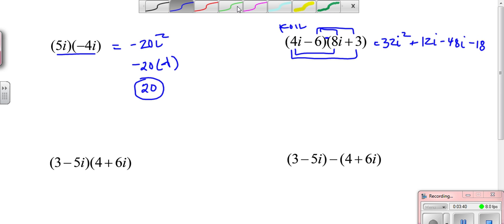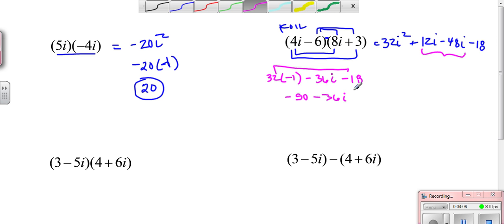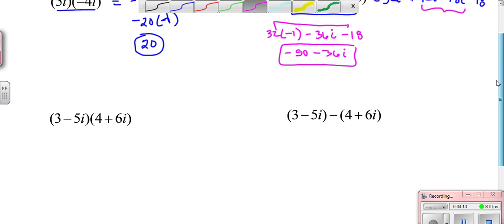So we have to go ahead and do our cleanup and our combining like terms. So I'm going to have 32 times minus 1. These two are going to combine for minus 36i minus 18. Negative 32 will combine with negative 18 for negative 50 minus 36i. And that is your simplified answer. If you're foiling with i's, you're usually going to end up with a two-term answer.